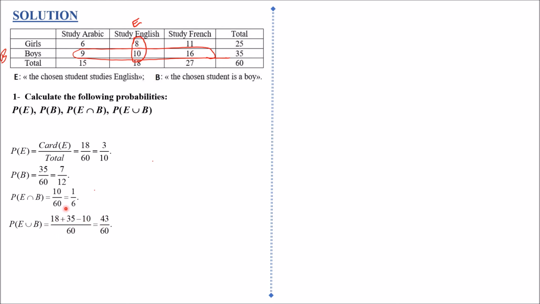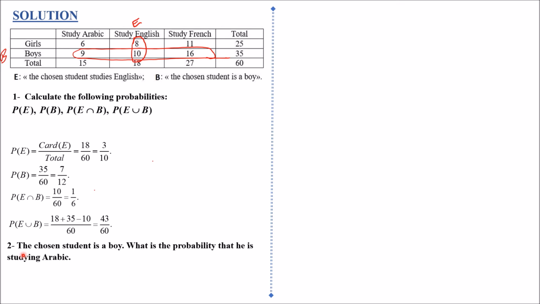Here I wrote it in a different way, because I need you to get used to the other way, which is the equation which says that P of E union B equals P of E plus P of B minus the intersection. If you look here, the boys we have 35, so it's 35. The girls, the English event is 18, so we add 35 plus 18, which will give us 53, and we subtract the intersection, which is 10. So here I wrote 18 plus 35 minus 10 over 60. We got the same answer, which is 43 over 60.